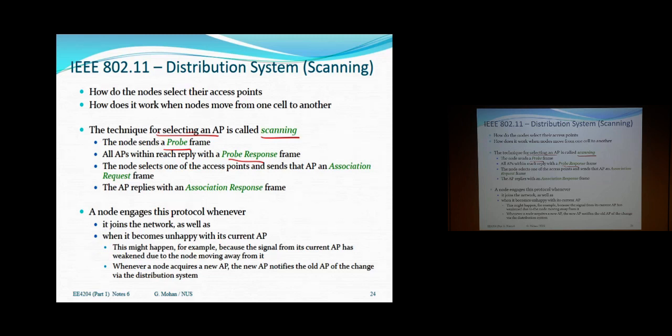Then it sends another control frame called association request to the one which it has selected. That particular access point will then respond with what is called association response. Now everything is done. It has shifted its association from access point 1 to access point 2. Whenever it joins the network, let's say the first time it's trying to join, obviously it has to send the probe signal to find the nearby access points.